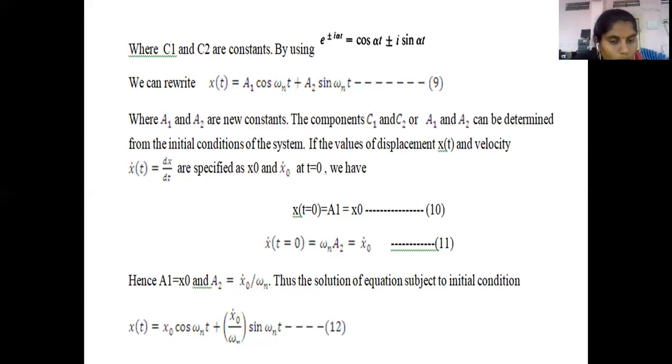x of t is equal to A1 cos omega n t plus A2 sin omega n t. That is the equation number 9. Below this write down where A1 and A2 are constants. A1 and A2 are new constants.